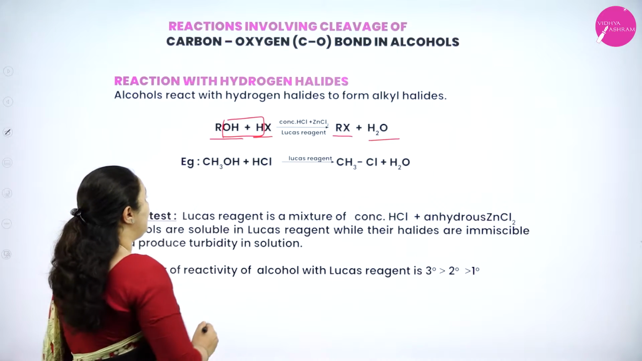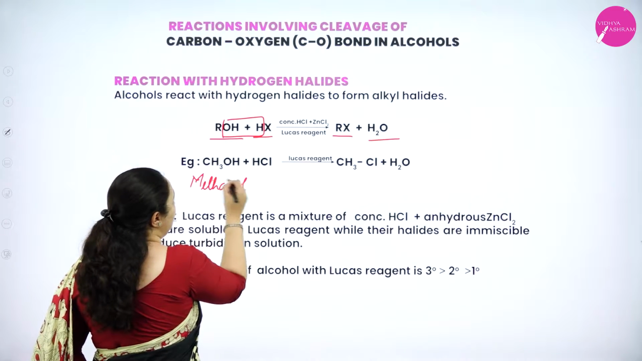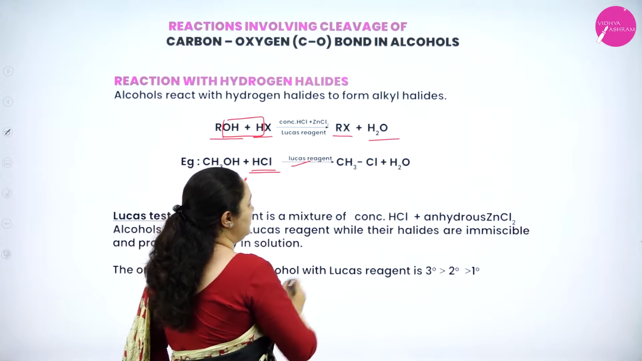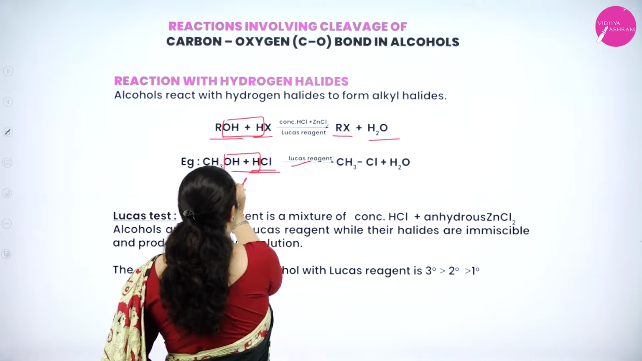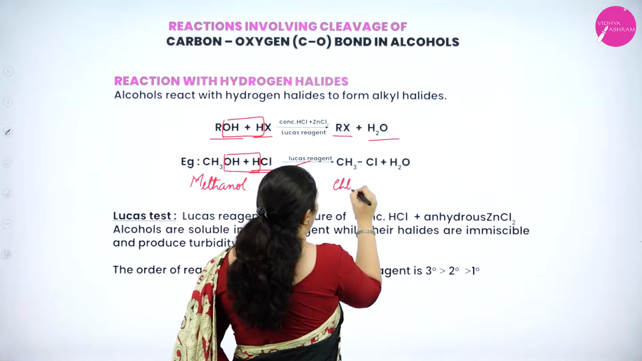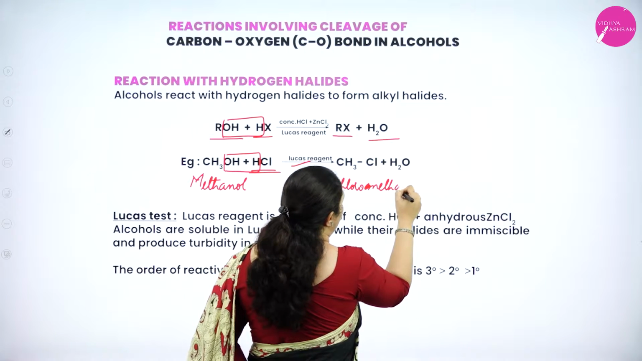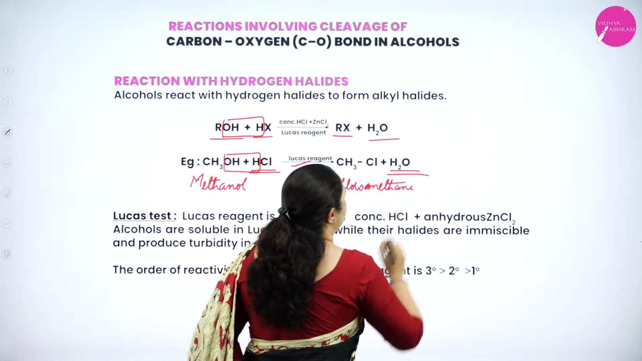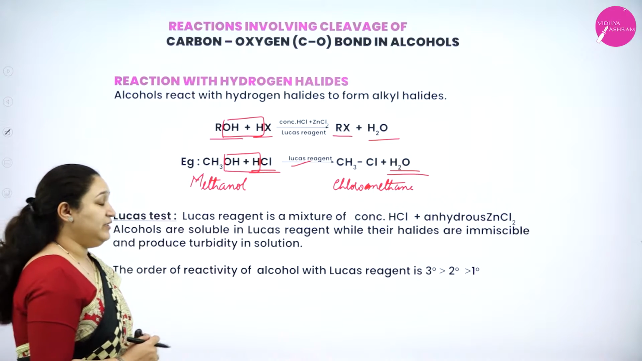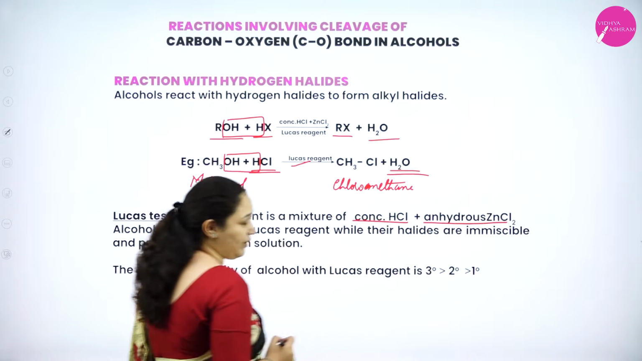Okay. Example you can see, we have taken methanol treated with HCl. In the presence of Lucas reagent, we will get H2O removed. So CH3Cl, that is chloromethane, is formed and water is removed. Correct? Now, Lucas reagent is a mixture of concentrated HCl with anhydrous zinc chloride.